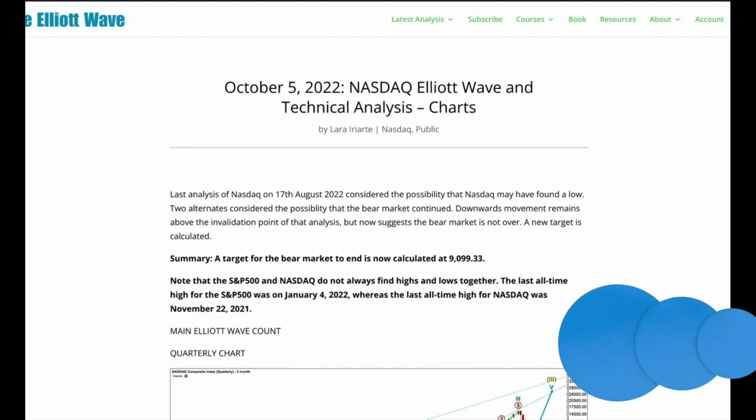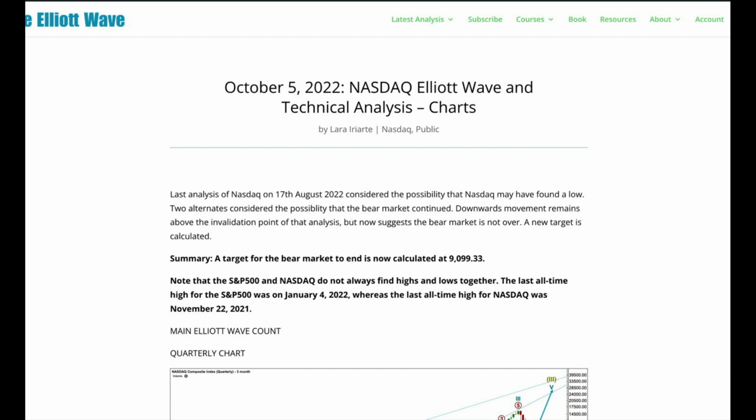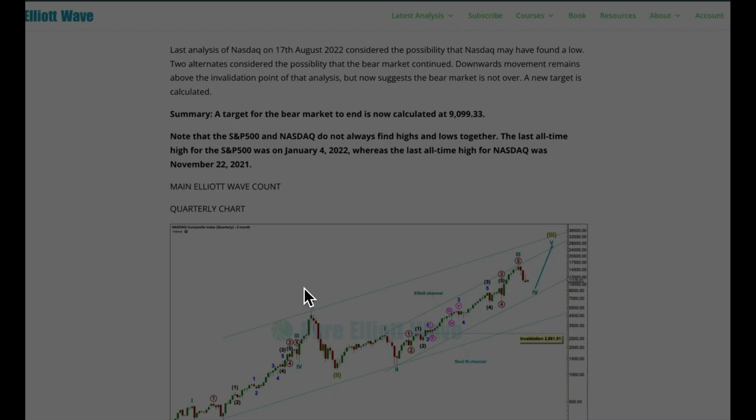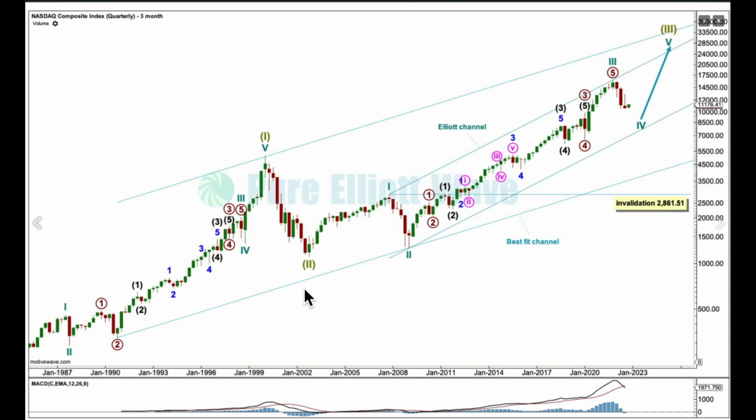I'm going to update my count of Nasdaq. It hasn't invalidated my last count, but there's a lot of downward movement and I think it's probably about to invalidate how I previously labelled it on the 17th of August. It's time to have an update. I've got a new target for you. It looks like the bear market may be coming to an end soonish and my target for support is 9099.33. Elliott wave analysis first, classic analysis last.